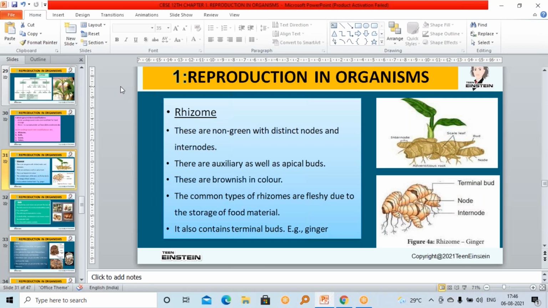Then terminal buds are also present. You can see the terminal buds here. At each end, buds will be present, which are known as terminal buds. These are the primary growing point. Got it? These are the primary growing point, not the axillary buds. Terminal buds are the primary growing point. From the lower surface, adventitious roots are also present. You can see the adventitious roots arranged at the lower surface. These are brownish in color and fleshy.